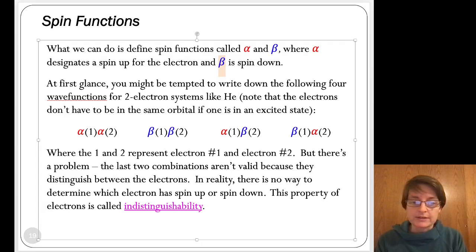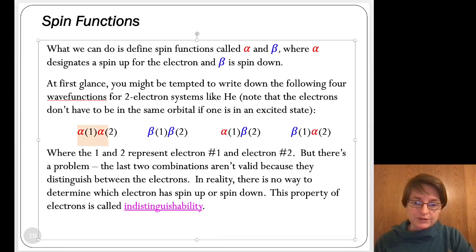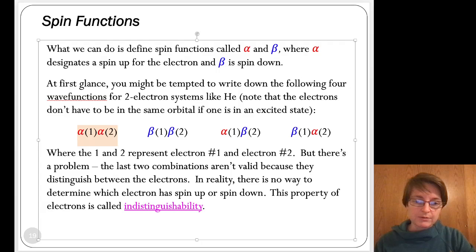So if I have my 2-electron system like helium, there are different ways that I could put those 2 electrons. Assuming that I've sort of forgotten my GChem and I don't remember the Pauli exclusion principle super well, I could put both electrons spin up. That would be alpha 1, alpha 2. I could put both electrons spin down, beta 1, beta 2. I could put the first electron spin up and the second electron spin down, or vice versa.